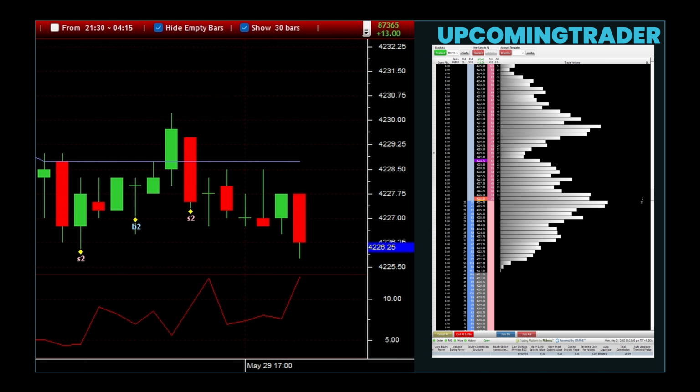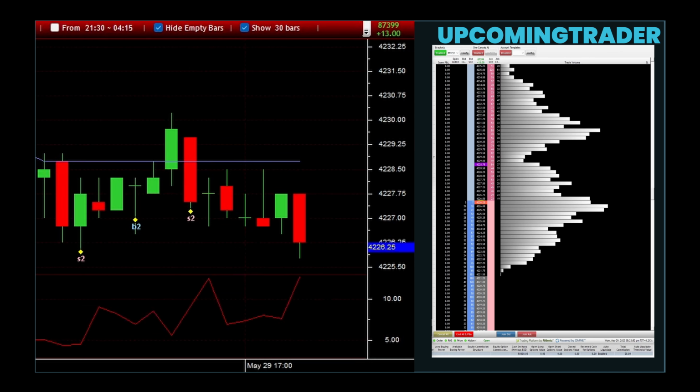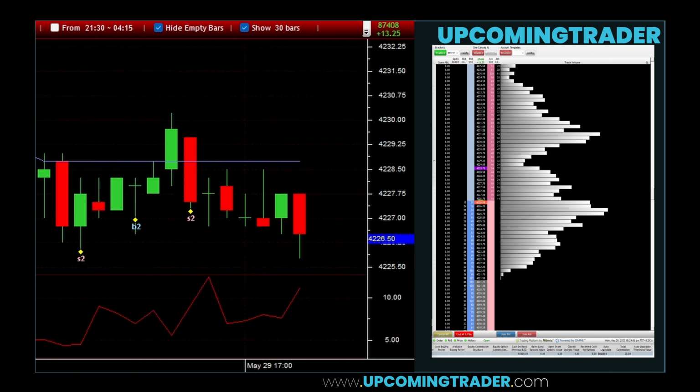Imagine having the ability to pinpoint exactly where the market finds its balance, where traders agree on value, and where major shifts in sentiment occur during a trading session. This is where the time price opportunity chart, or TPO chart, comes into play. The TPO chart reveals where price spent the most time during a trading session, almost like a heat map showing where the market lingered and found comfort.